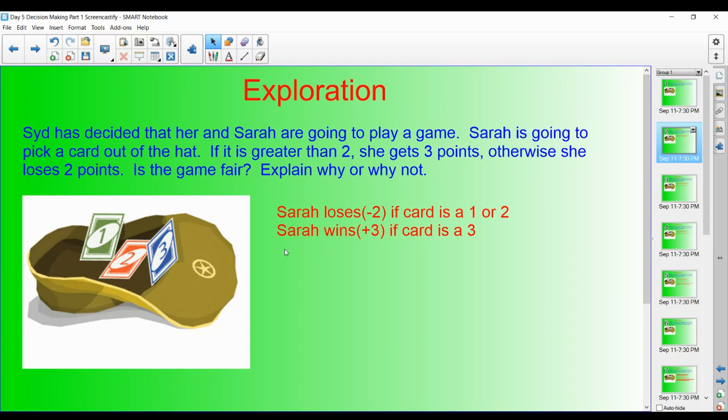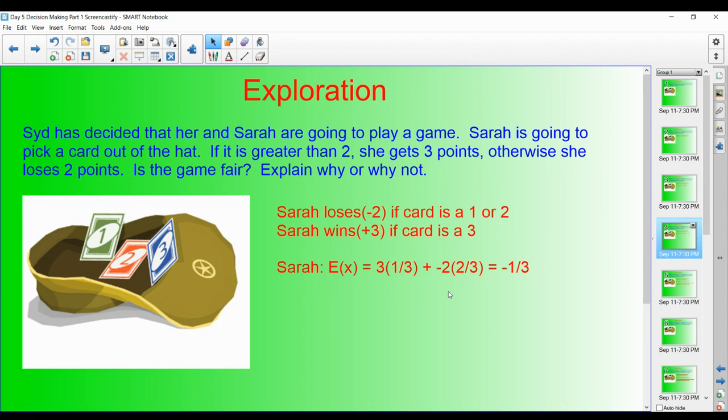So first our events. Sarah's going to lose 2 points if it's a 1 or a 2. And if the card's greater than a 2, so if a card's a 3, Sarah gets 3 points. So the probability of her losing is 2 options out of 3, and the probability of her winning is 1 option out of 3. So let's put that in the expected value formula. So she gets 3 points 1/3 of the time, and she loses 2 points 2/3 of the time. Now if we add them up, we get negative 1/3.